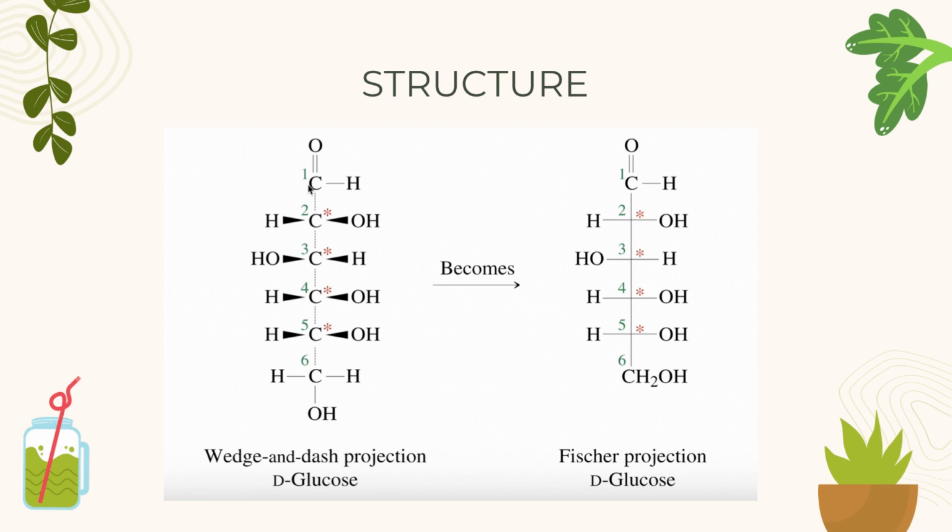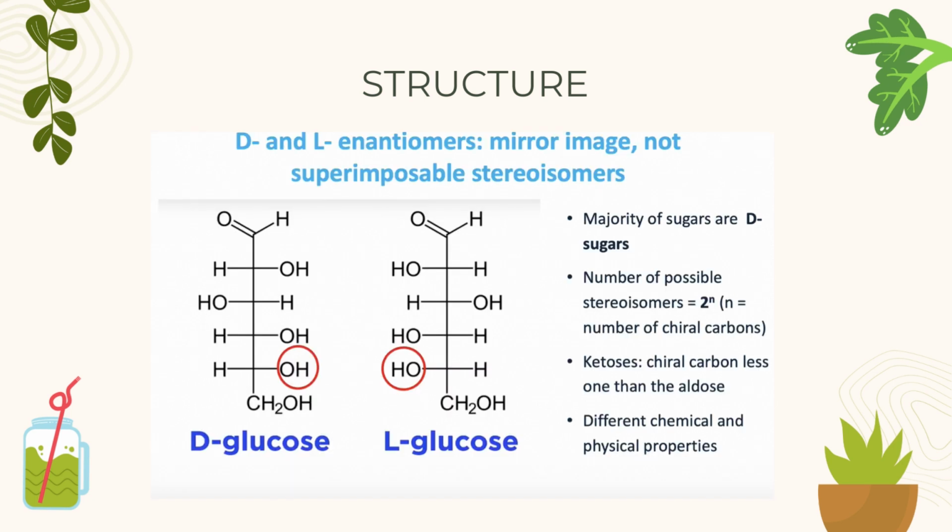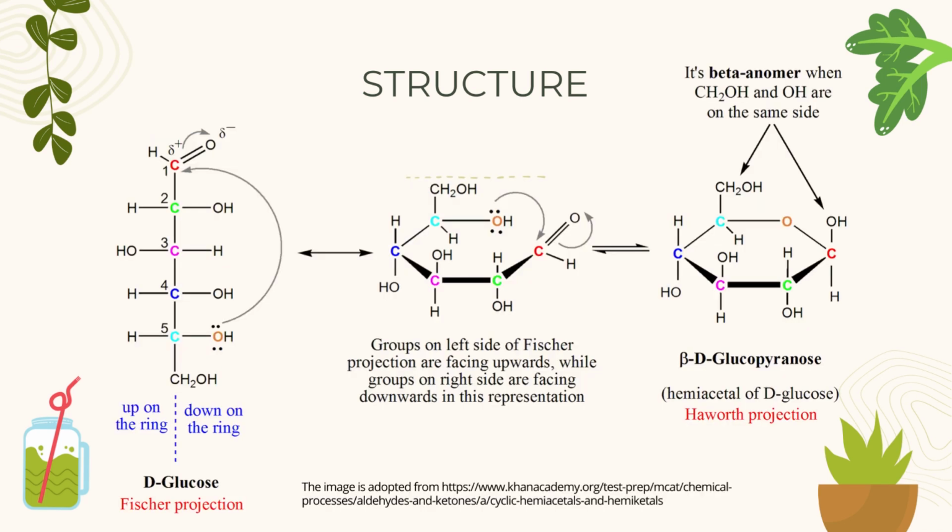For the Fischer projection, it is much simpler. Everything is just in a straight line like that. For monosaccharides, there are also enantiomers. Basically, it is a mirror image, for example, D-glucose and L-glucose. The difference between these is the positioning of the hydroxyl group at the 5th carbon. Just imagine that there's actually a mirror in the middle, so it's just a mirror image, but they have different chemical and physical properties. Carbohydrate structure can be found in linear form and cyclic form.